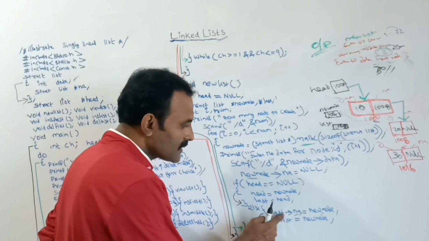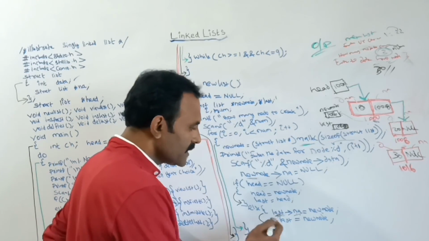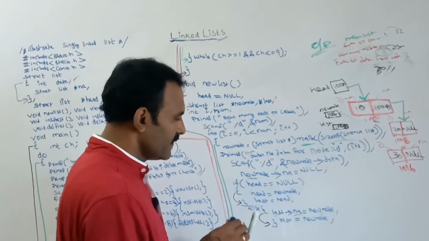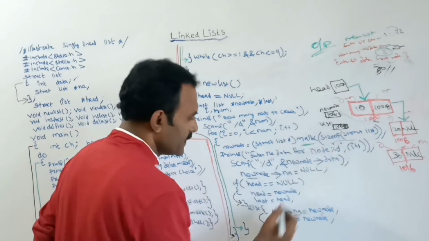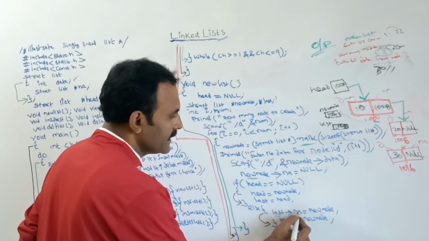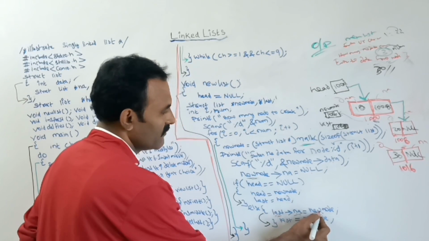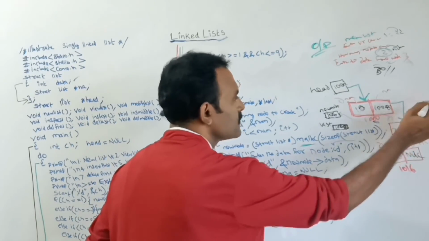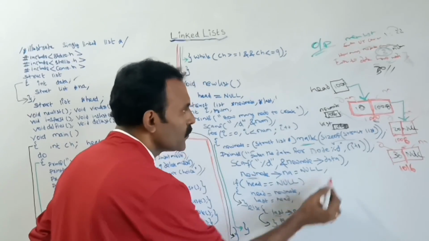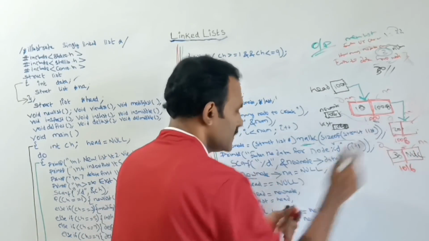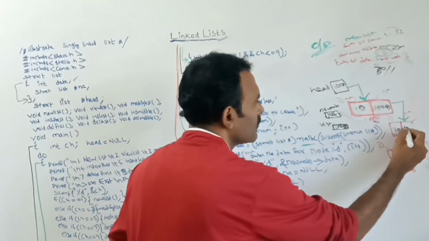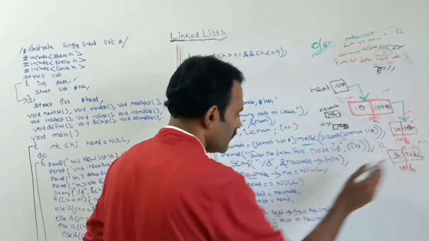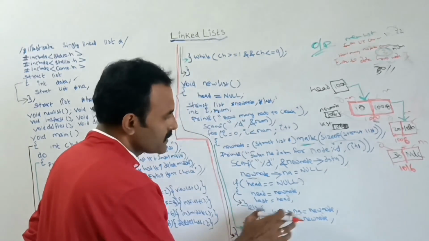In the else part, last of NA is equal to new node. See, what is the last value now? Currently this last pointer variable holds the address 1008. So to the 1008th address NA part I am telling it to store the new node value. New node is 1016, so here this will store 1016 in this part. After this, last is equal to new node.